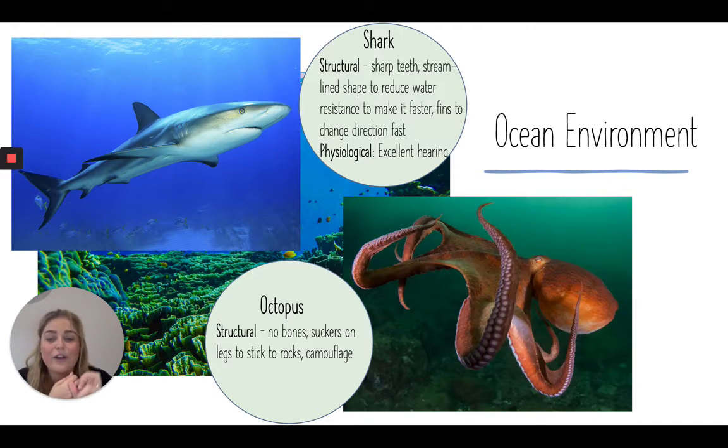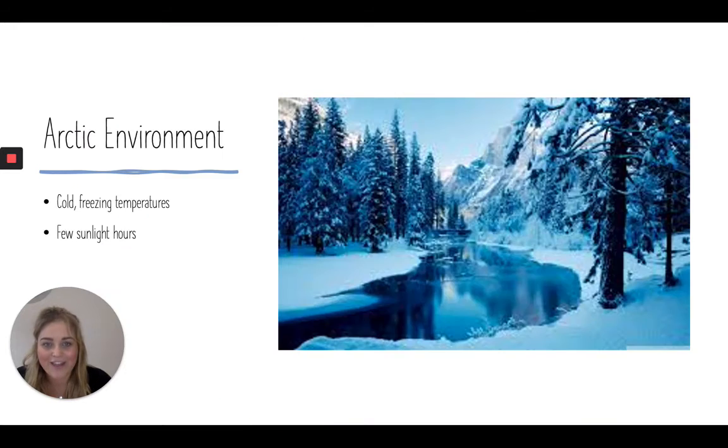And it can also help them to get food because they're able to blend in with their environment and then come out and attack. So that's our ocean environment. We also then have the Arctic environment. So think about cold, freezing temperatures with ice and snow.